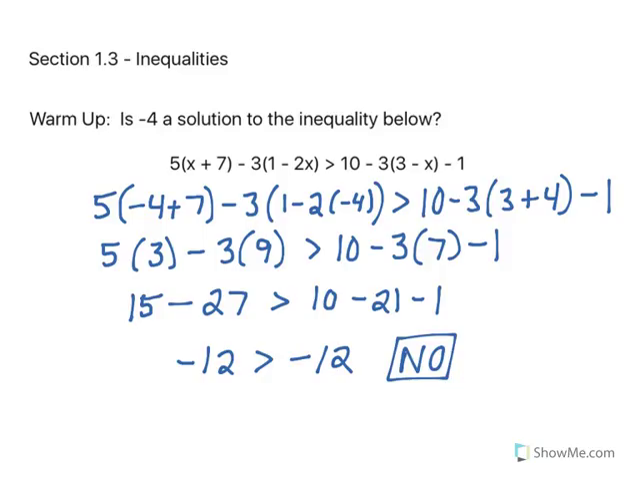But let me ask you a question. If I were to change the problem to have an equal to, if that line were there, then it would be yes, this is a solution. Okay? So this is the answer that you should have. But if there was an equal to in the inequality, this would be a true statement because -12 would be equal to -12. Then it would work.